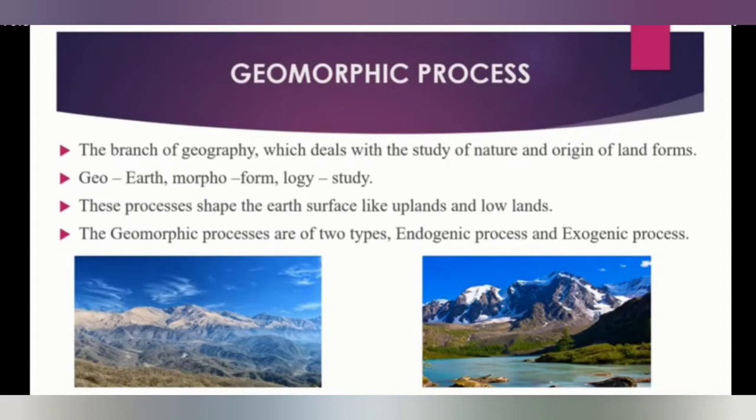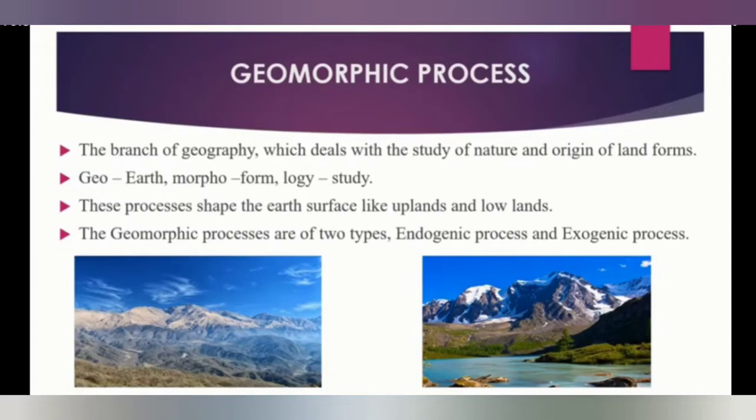Geomorphic process is the branch of geography which deals with the study of nature and origin of landforms. Geo means earth, morpho means form, logy means study. See, the very title itself we can understand. It is the study of the landform, earth form. This process shapes the earth's surface like uplands and lowlands. The geomorphic processes are of two types: endogenic process and exogenic process.